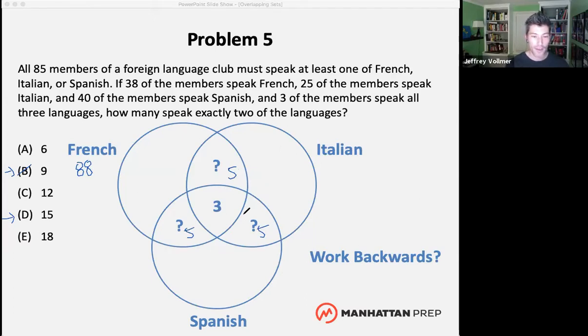25 speak Italian, there's 13 here, that would be 12. 40 people speak Spanish, there's 13 here, so that would be another 27. And then 38 speak French, there's 13 here, so this would be 25. And let's add these up and see if I get to 85. Well, 5 plus 5 plus 5 is 15, plus 25 is 40. A 3 and a 27 is another 30. 40 plus 30 is 70, plus 12 is 82. Darn, that is too low.